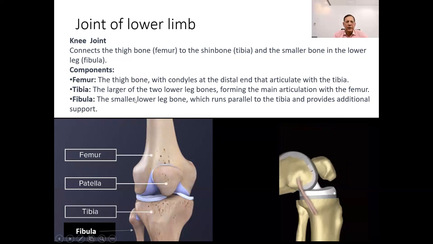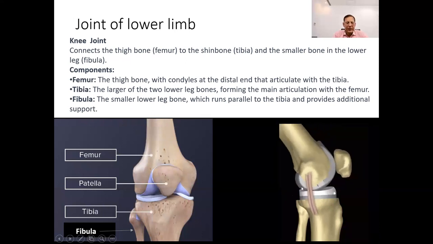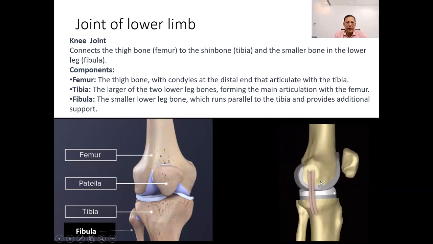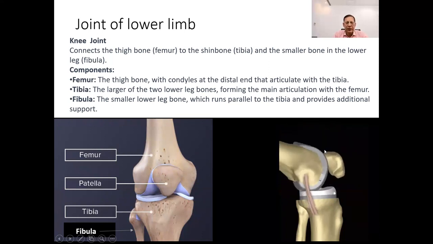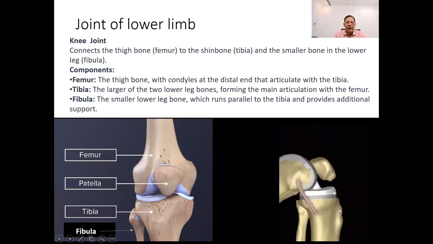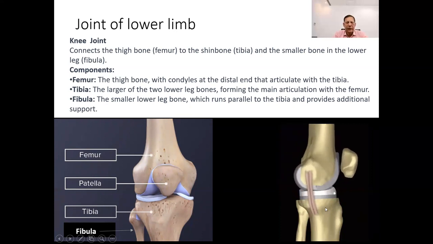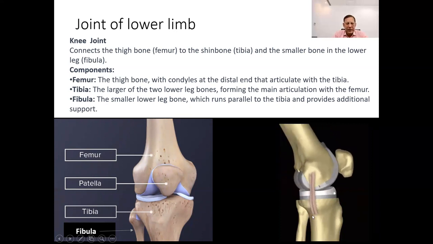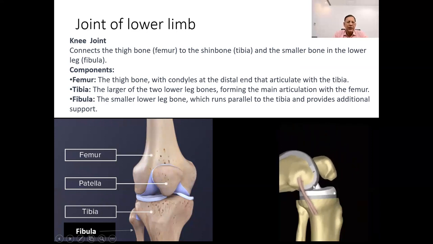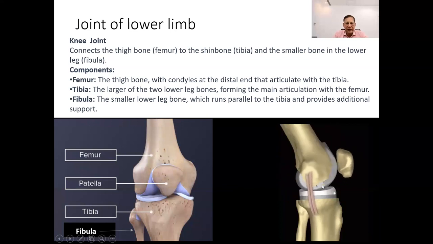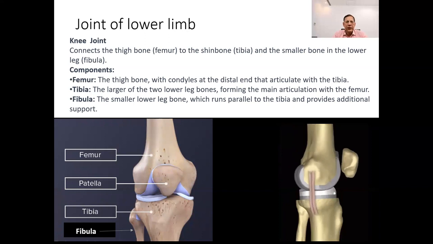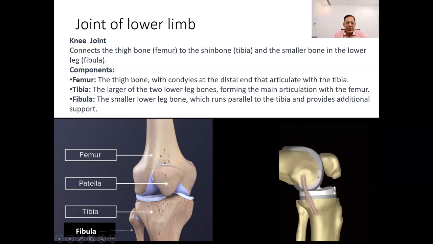The knee joint is a hinge joint that connects the thigh bone, femur, to the shin bone, tibia, and the smaller bone in the lower leg, that is fibula. The knee joint is also a synovial joint that primarily involves movements such as flexion and extension of the leg. The femur articulates with the tibia, forming the tibiofemoral joint.